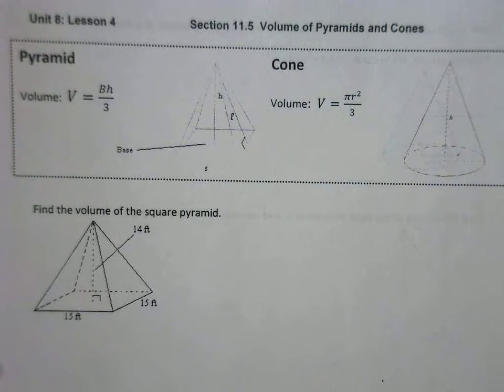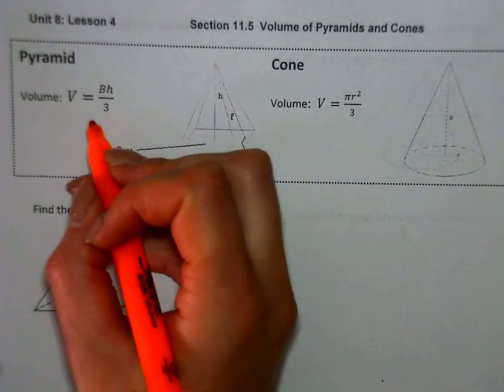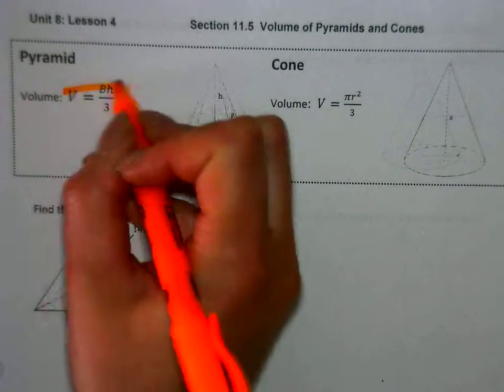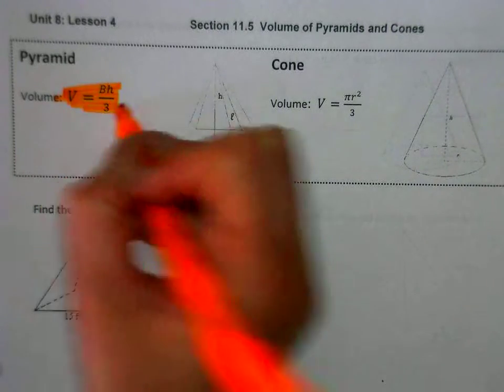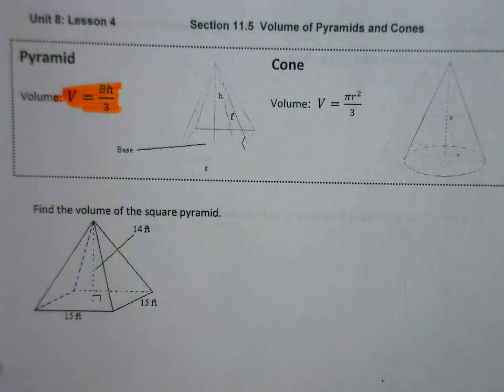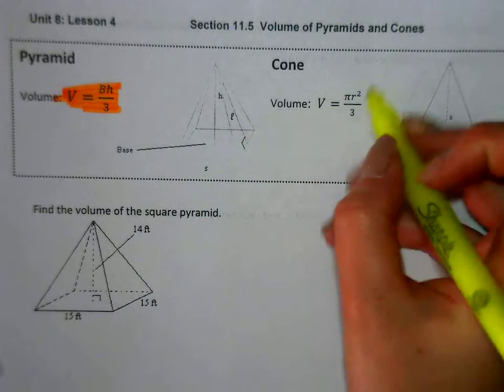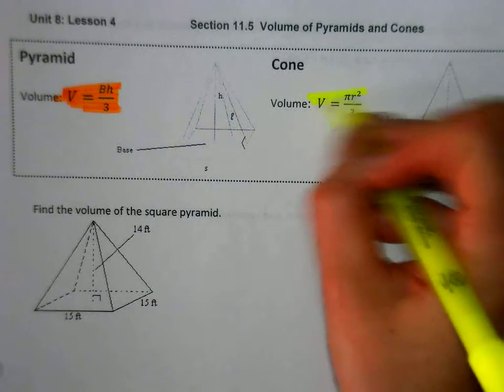Today we're going to be finding the volume of pyramids and cones. So first let's look at the volume formula for a pyramid. It's the area of our base, capital B, times our height, h, divided by 3. And then the volume of our cone is pi times our radius squared, divided by 3.